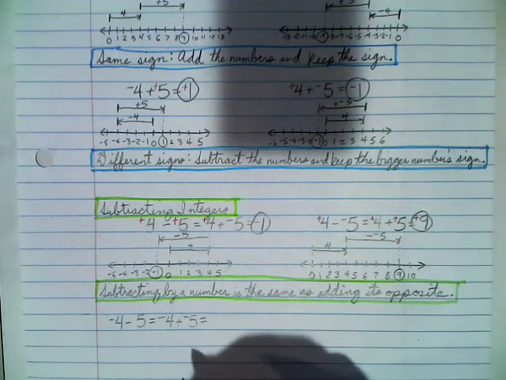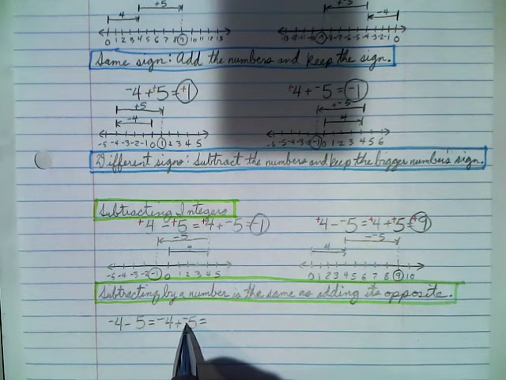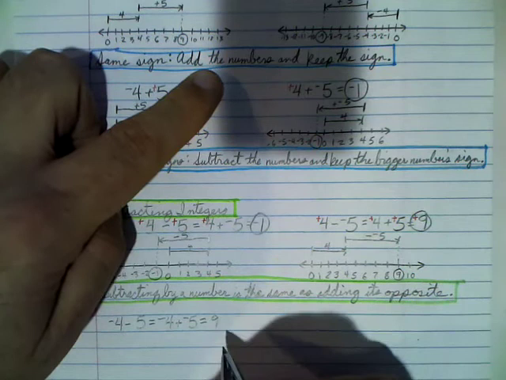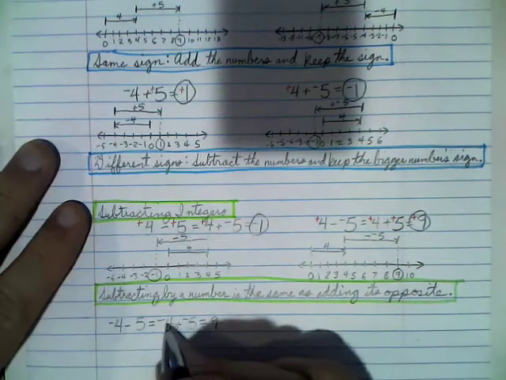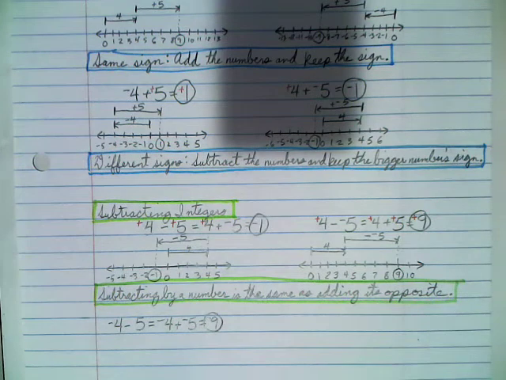Now we follow the rules for addition. So since these have the same sign, they're both negatives, we're going to add the numbers. 4 plus 5 is 9, and then keep the sign. So since these are both negative, this is a negative. Negative 9.